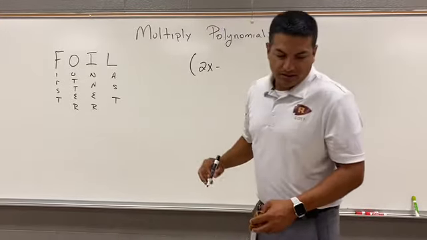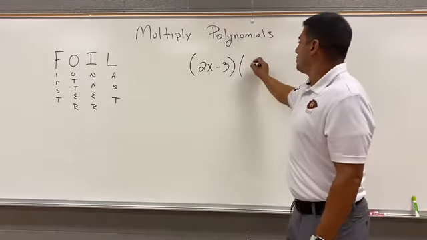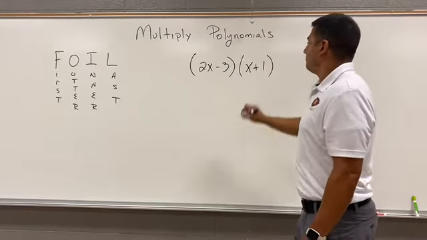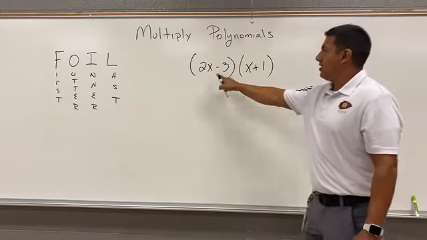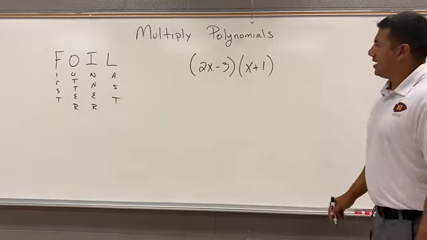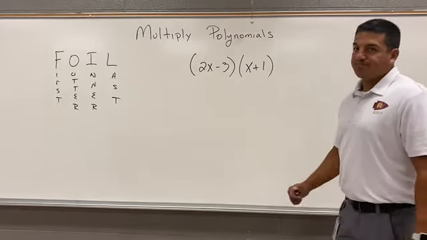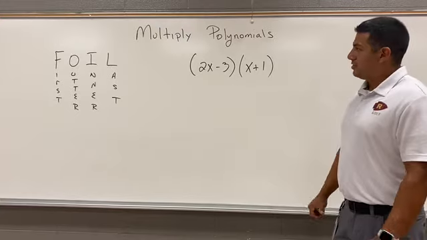2x minus 3 and x plus 1. So just because we have a number in front of the x there, a coefficient, we do not have to do anything different. It is still a binomial times a binomial. So we're going to use the FOIL method.